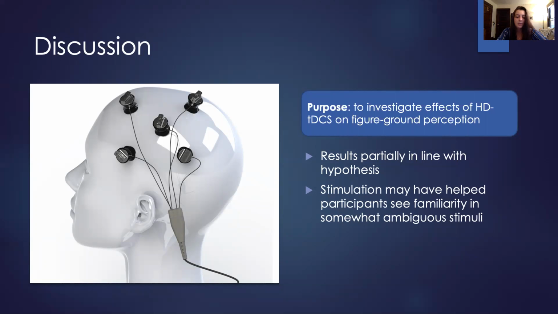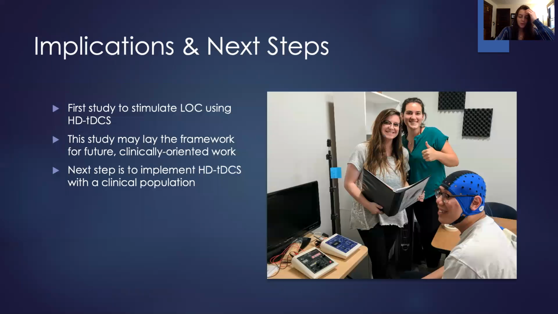So the reason we think maybe that the stimulation had this interesting effect on only part-rearranged stimuli is that it may have helped participants see familiarity in somewhat ambiguous stimuli. In other words, stimulation may have taken away some of the ambiguity in the somewhat unfamiliar objects. So again, this was the very first study to stimulate the LOC using HD-tDCS and to look at figure ground perception. Figure ground perception is an almost instant process, and we use it all the time in our lives for those of us who are sighted.